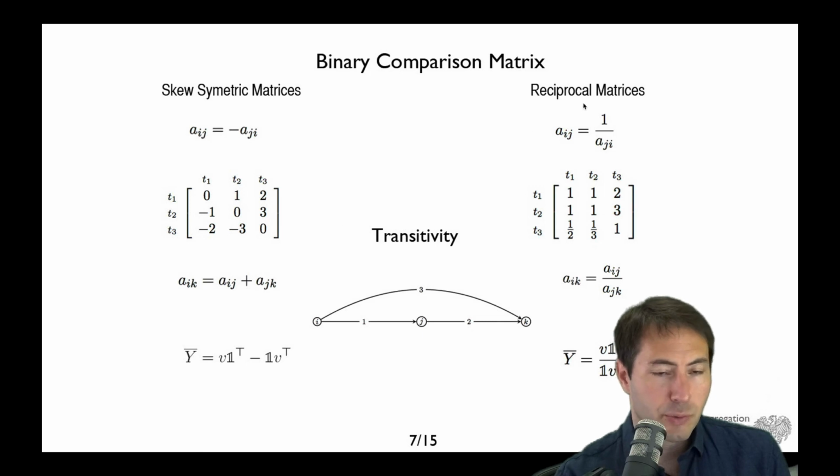Let's jump back over here to reciprocal matrices. A reciprocal matrix says that every A_ij entry, say the entry at 1,3, is equal to 1 over the value on the other side. So if I make this i and j, then this becomes j and i. That is, 1 over this value gives me the value on this side, and 1 over this value gives the value on this side.